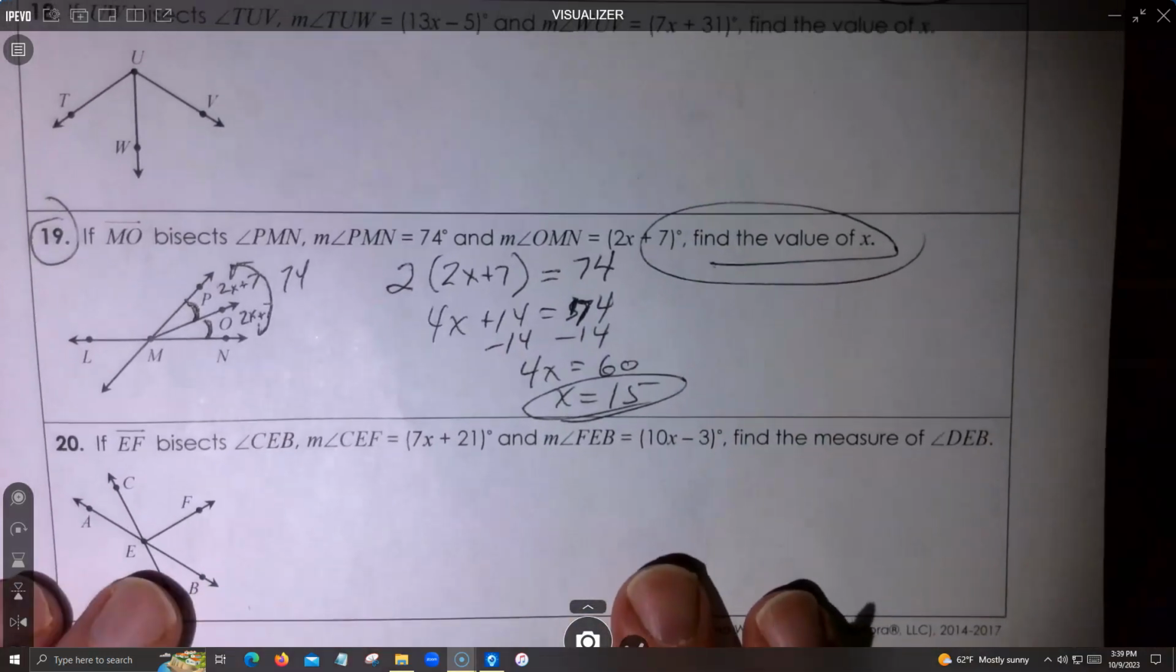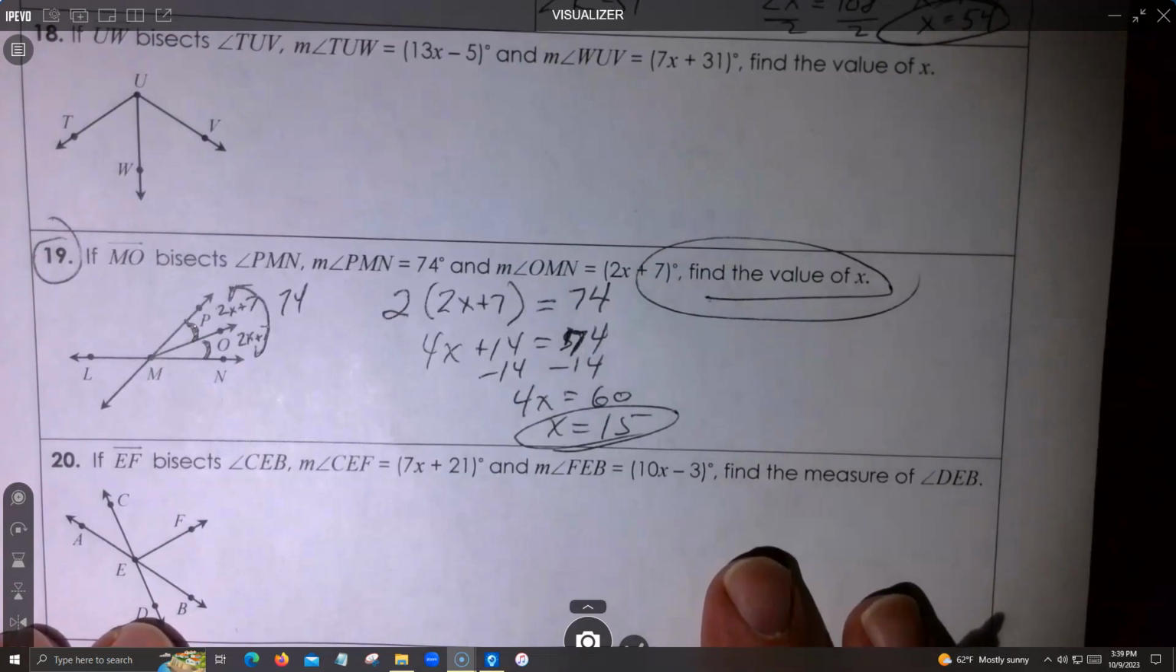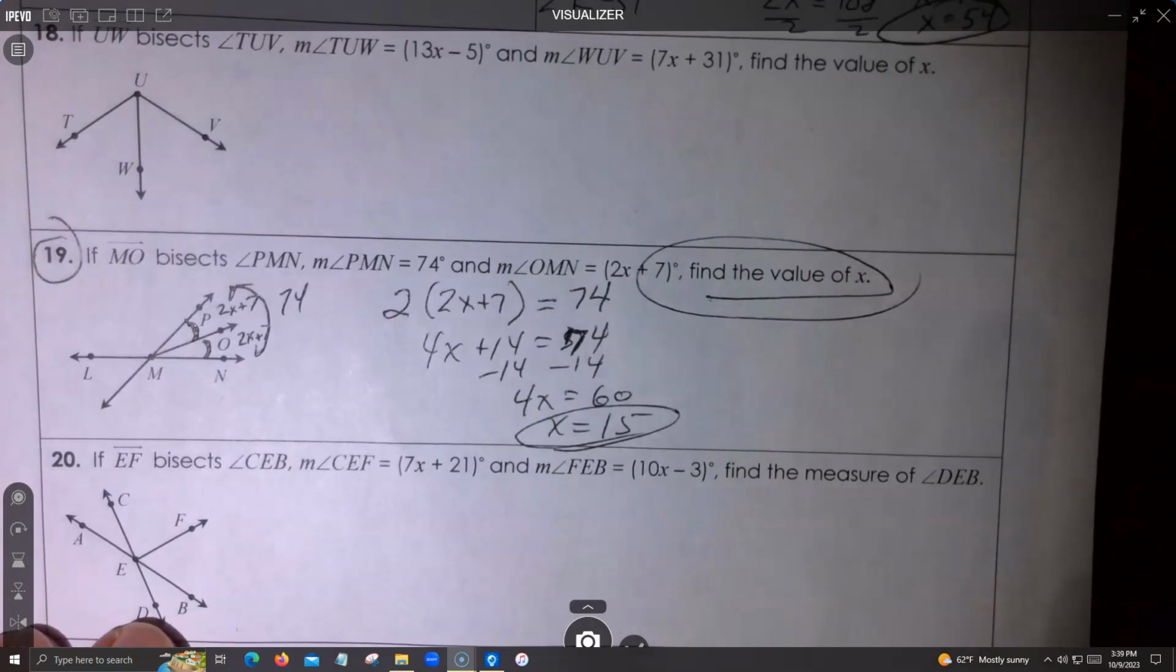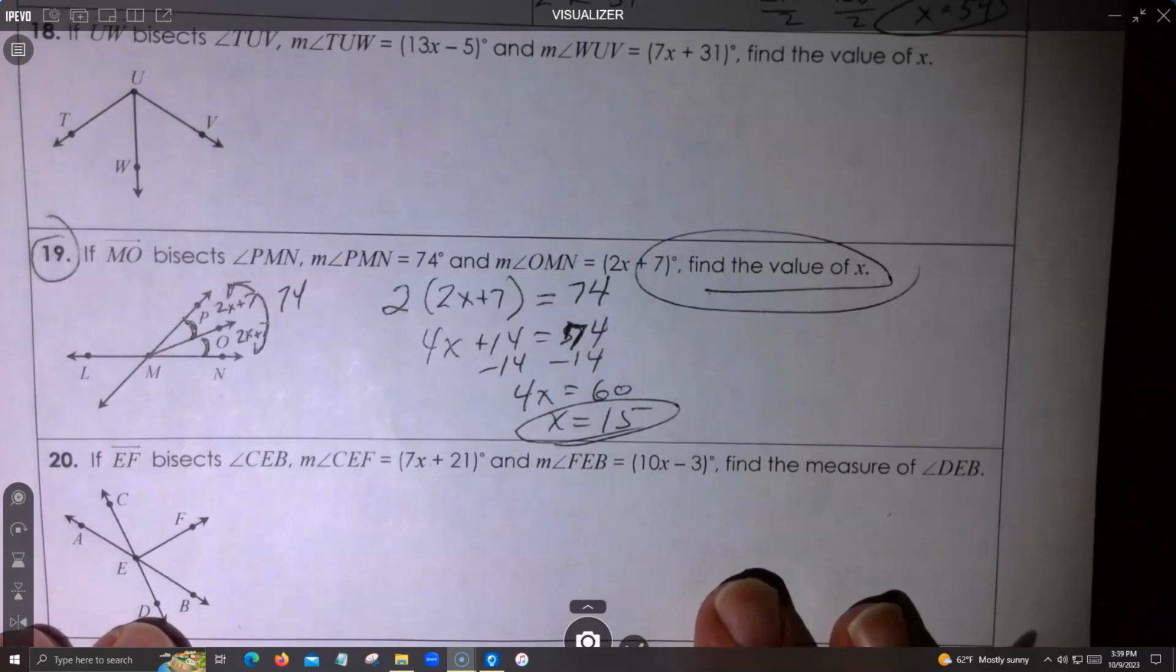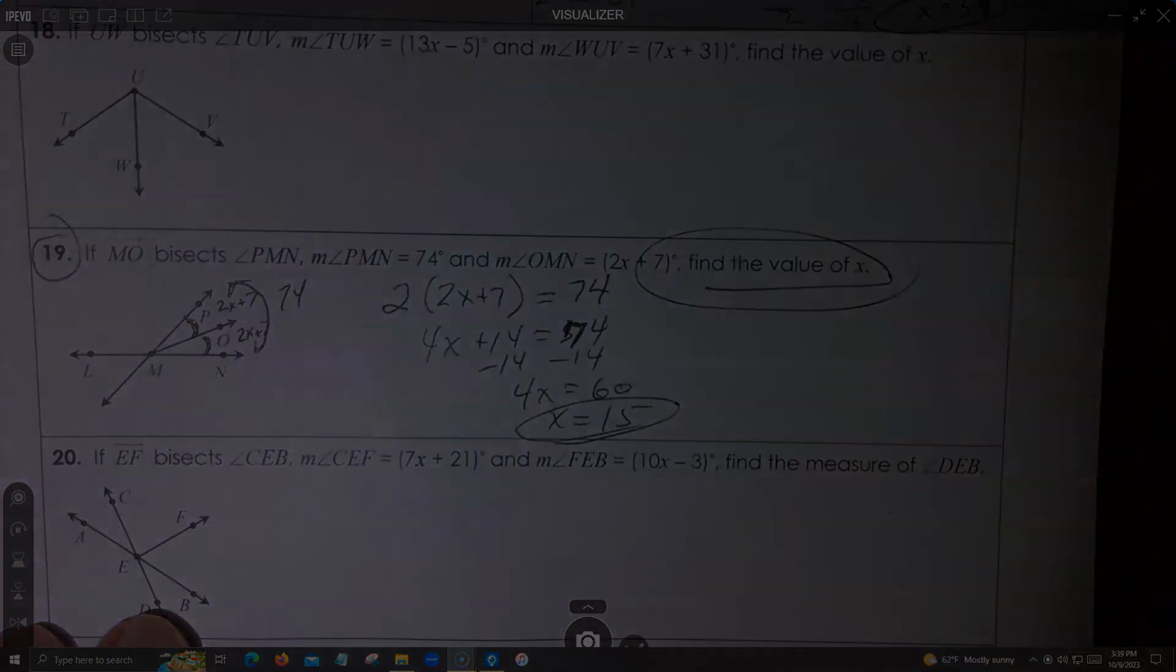Not sure why they threw that question in there, because it has nothing to do with any of our special angles at all. I think this to me looks like a review from an earlier lesson. We're done. Okay, good luck on the classwork.